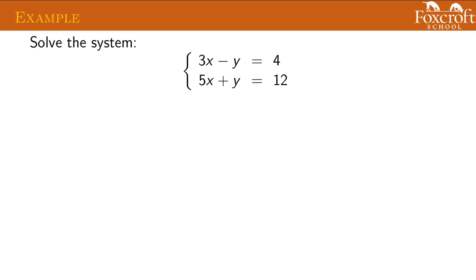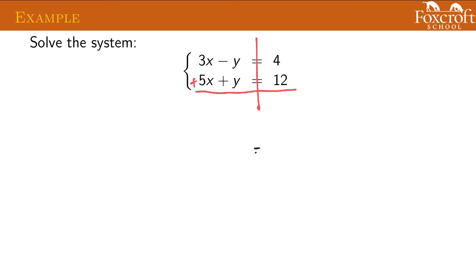All right, so in this one, we're going to solve this system: 3x minus y equals 4, 5x plus y equals 12. Well, I can't solve either one of these equations because they've got two variables. You can only solve an equation with one variable. But what I can do is use addition to my advantage. If I take these two equations, I'm going to add them together. What I'm really doing is adding the left-hand sides and adding the right-hand sides.